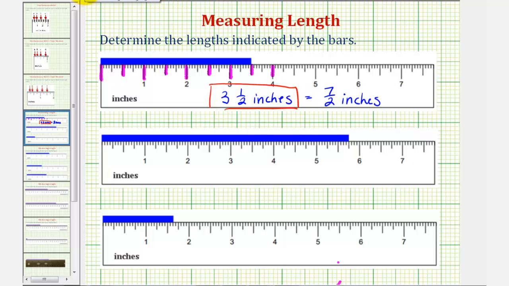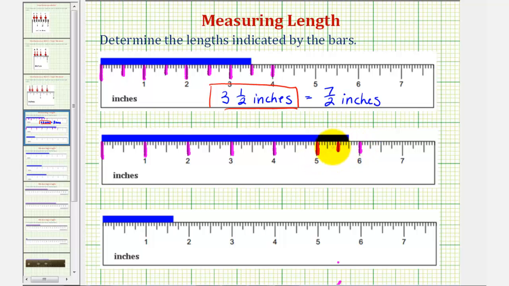Let's take a look at our second length. Again, we're going to start here. We'll first count the number of full inches. So 1, 2, 3, 4, 5, and then we have to partition the length of 1 inch from 5 inches to 6 inches into smaller pieces. So from here to here is 1 inch. If we cut this in half, we have 1/2 inch partitions.